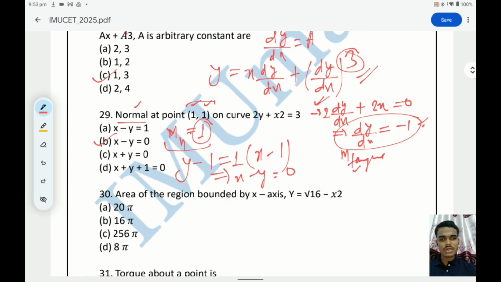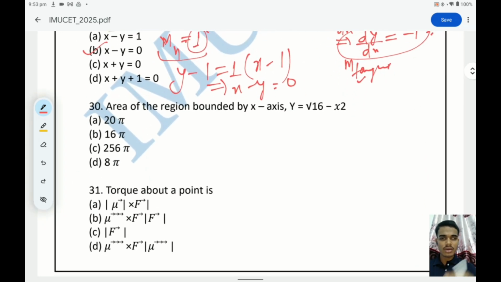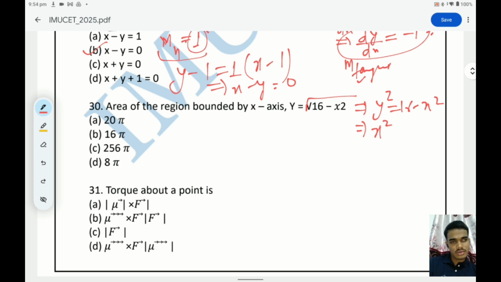Let's go for question number 30. That is about the area of the region bounded by the x-axis and this equation. This equation is y equals square root of 16 minus x square. If you solve this, you will get y square is equal to 16 minus x square, and therefore x square plus y square is equal to 4 square, because 4 square is 16. It means this is the equation of a circle, okay, having center (0, 0) and radius 4.